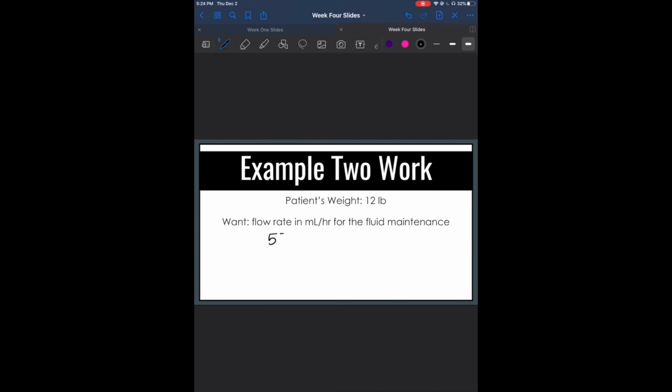Your 550 milliliters. And remember, these are over 24-hour requirements, so you're going to divide it by 24, which is going to give you a rate of 23 milliliters an hour. And that is the end of all of our pediatric stuff and the end of everything that you need to learn in dosage.